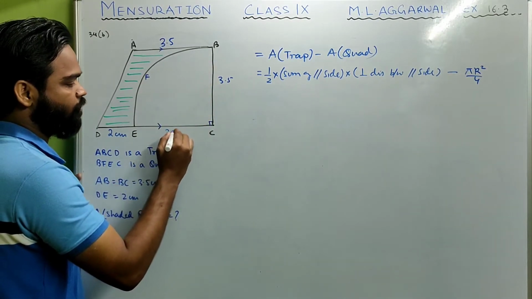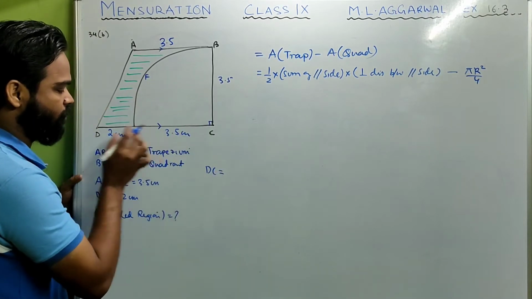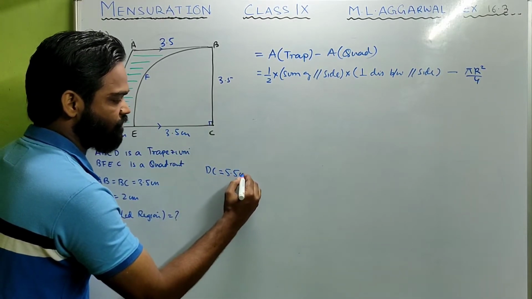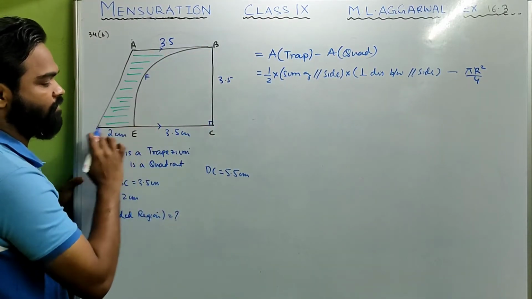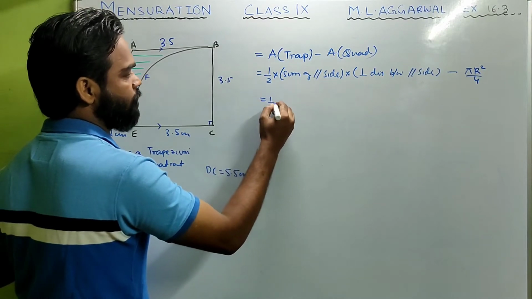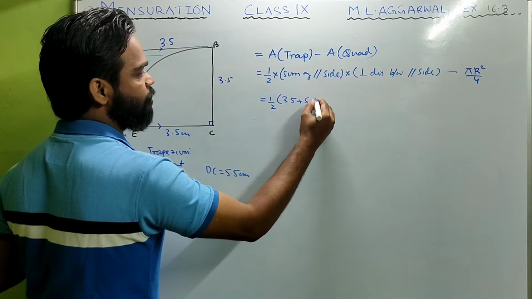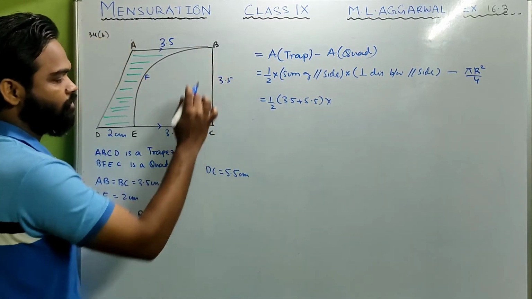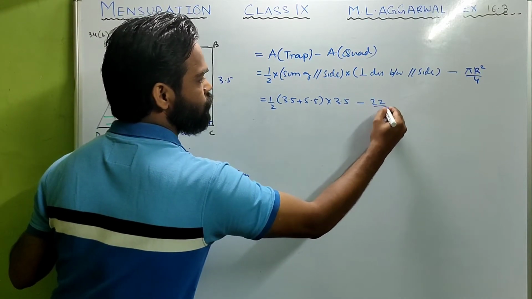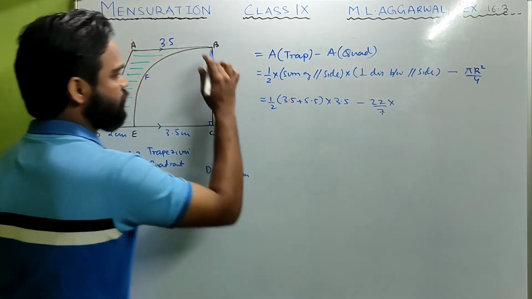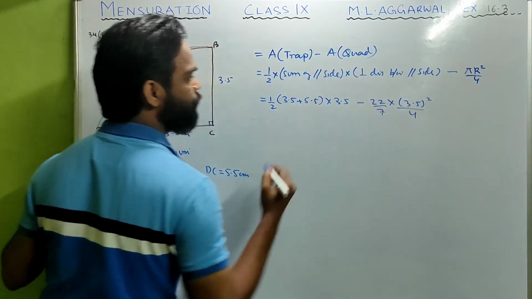So EC will be 3.5 centimeter, which means DC, look at the calculation, is 3.5 plus 2. That's 5.5 centimeter, which means the parallel sides of this trapezium are 3.5 and 5.5. So it becomes half times (3.5 plus 5.5) multiplied by the perpendicular distance, which in this case is 3.5, minus pi, that is 22 by 7, radius 3.5 whole square by 4.